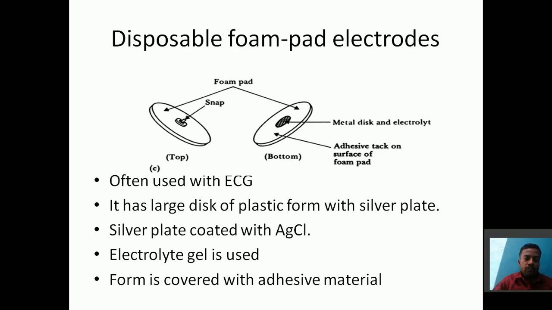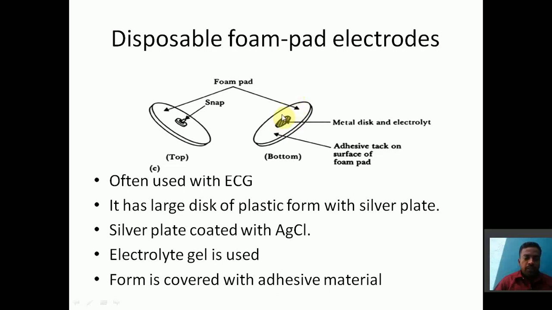Actually here we have two diagrams, two discs. This is a top view, this is a bottom view. The outer circle is a foam pad that looks white in color. In the center portion we have the electrode, with a very small diameter. This is the bottom side, so this is a silver electrode, that is silver chloride, with a very small diameter. Around this silver electrode we have the foam pad, which has the adhesive that is used to hold the electrode on our body.